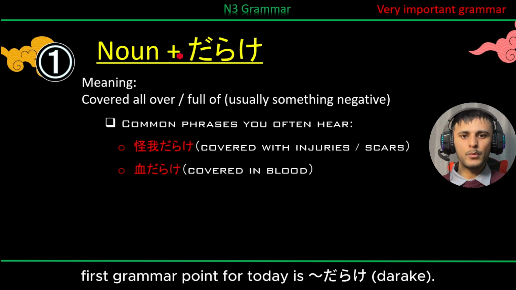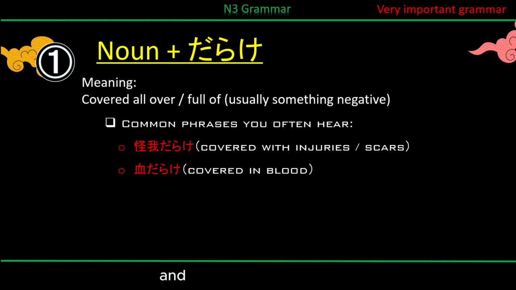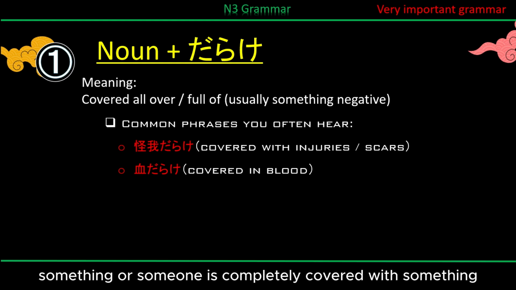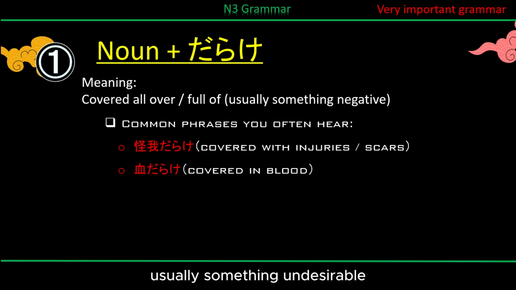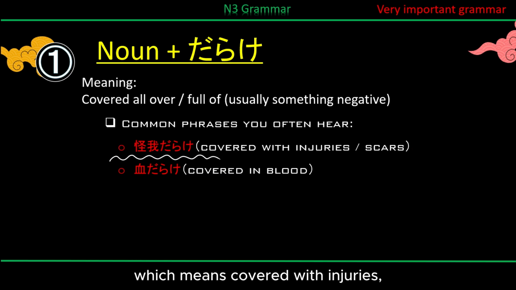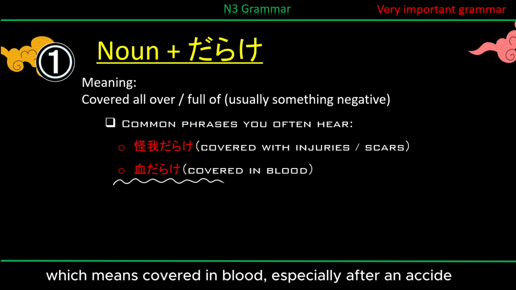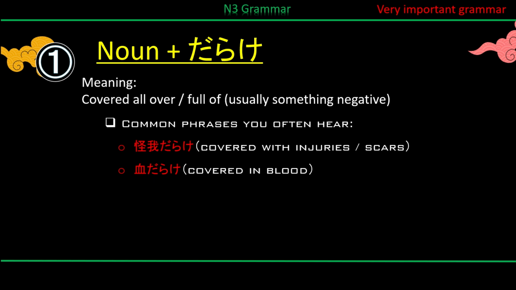The first grammar point for today is darake. So darake is used after a noun and it expresses the idea that something or someone is completely covered with something, usually something undesirable. So for example, kega darake, which means you are covered with injuries, as well as chi darake. So it means you are covered in blood, especially after an incident. So you can also say kodomo darake no heya, so it means a room full of children.